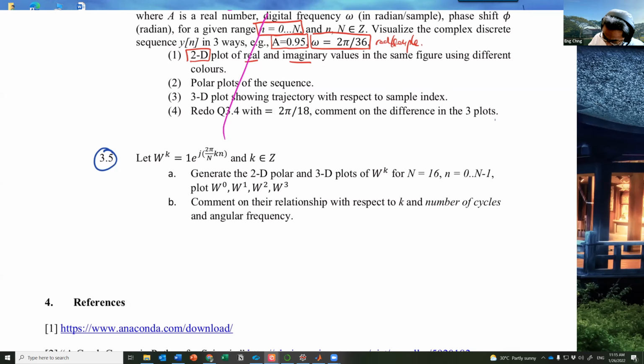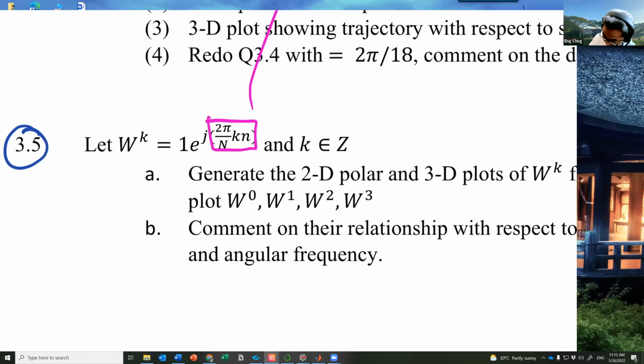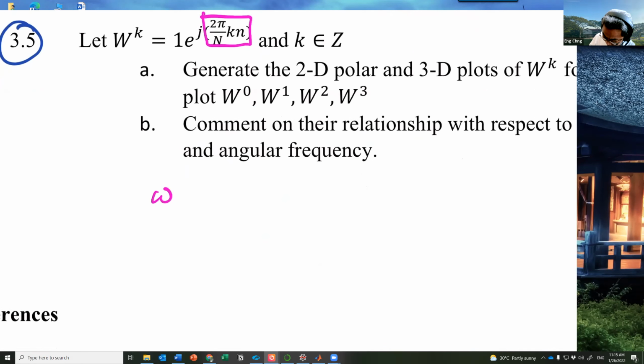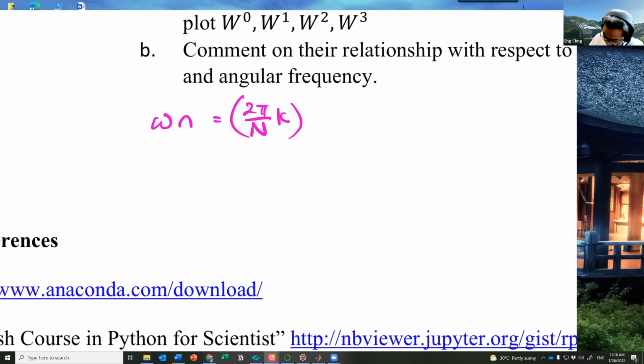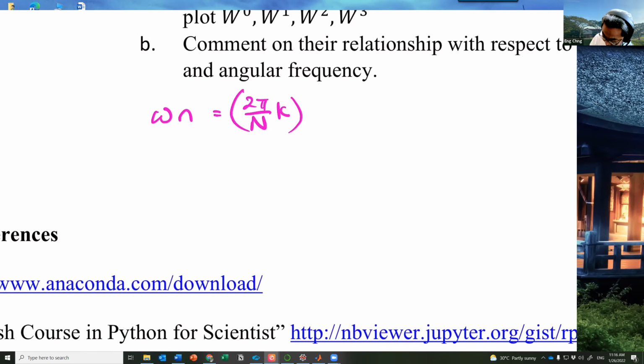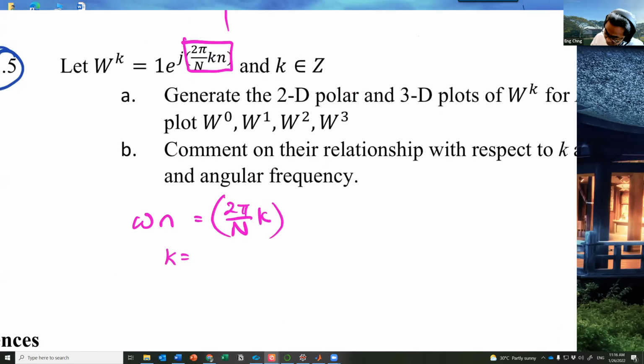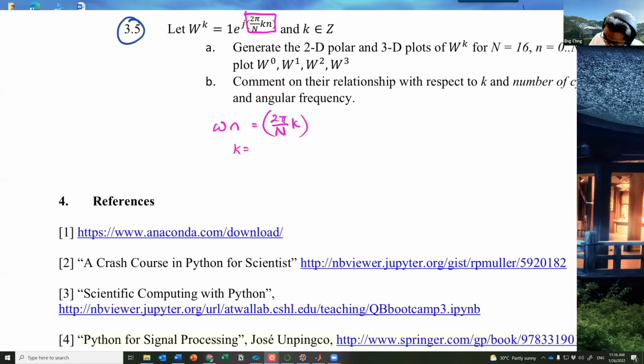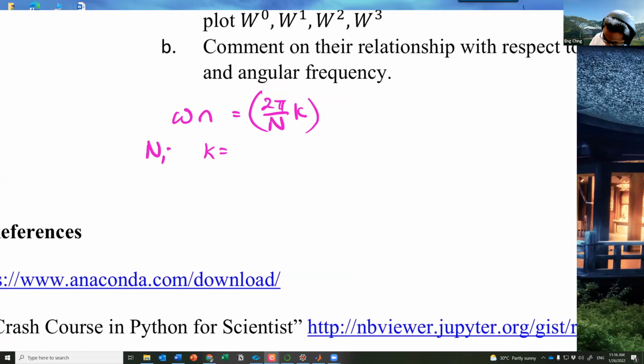So let us see the equations very carefully here. So omega n, what is omega n? It is 2 pi over n times k. Let us try n equals 16, agree? And k equals 1. So this is 2 pi divided by 16 times 1. How many is this? Pi over 8.